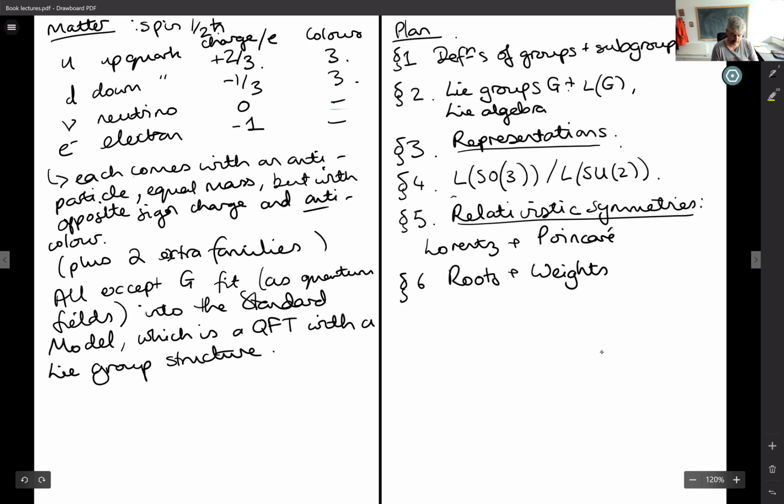Okay, so then chapter 6, we are going to look at roots and weights. So these are objects in a way of mapping the group algebra, the Lie algebra, into a geometric picture. You get some vectors in a certain space, and they're the roots and weights. So this is a geometrical picture, and this is the key to unlocking results in general Lie groups, and it's how we describe representations, for example, and the group itself.